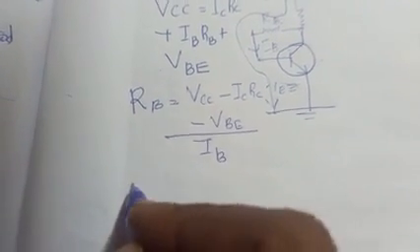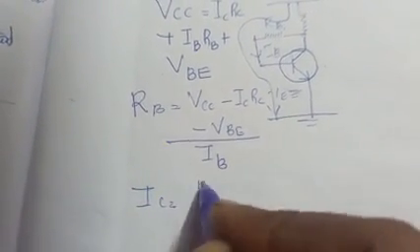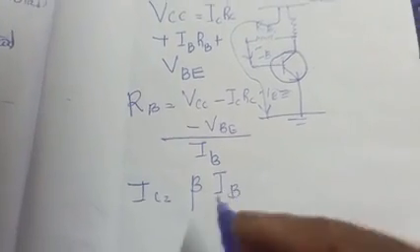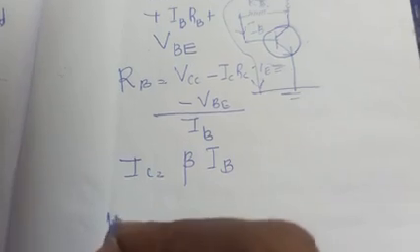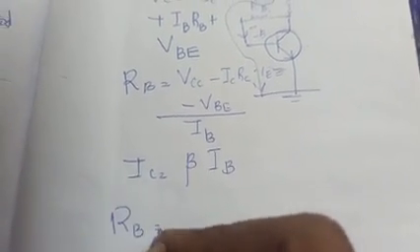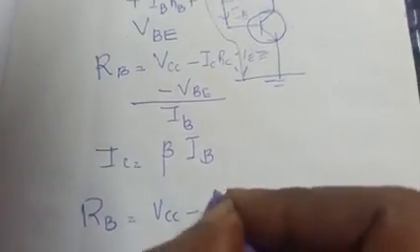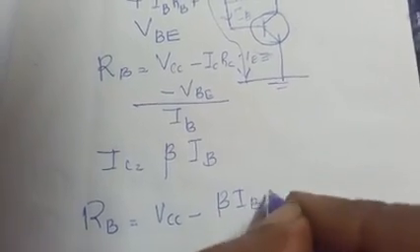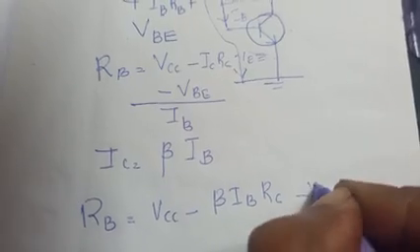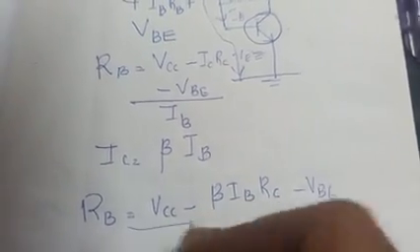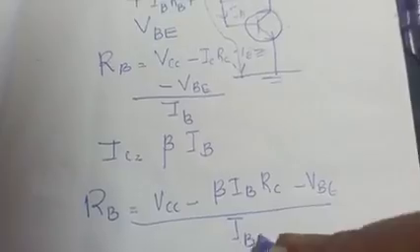But we have IC is equal to beta times IB. From that, RB is equal to VCC minus beta times IB RC minus VBE, the whole divided by IB.